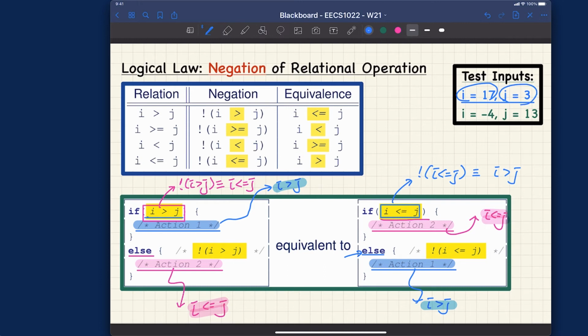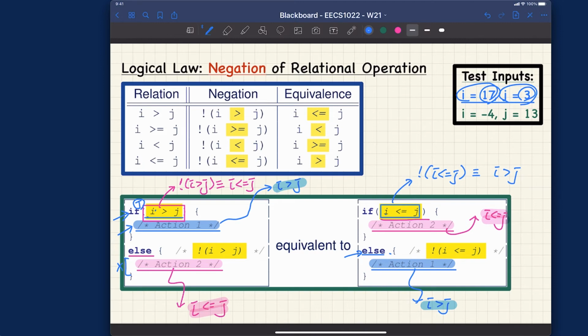So now let's say over here on the left hand side, 17 larger than 3. 17 larger than 3 should be true. So that means I'm going to execute action number 1 by passing the else part over here. So what about the right hand side? Since they're equivalents, even though we have arranged the branching condition in the reverse way, we will still end up executing action number 1 since they're equivalents.